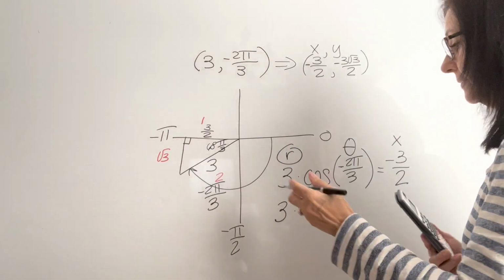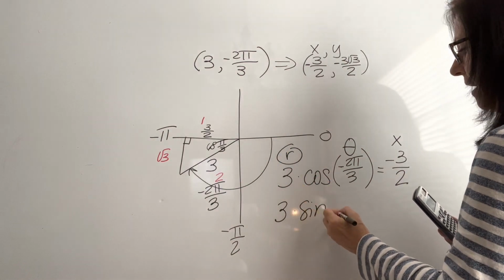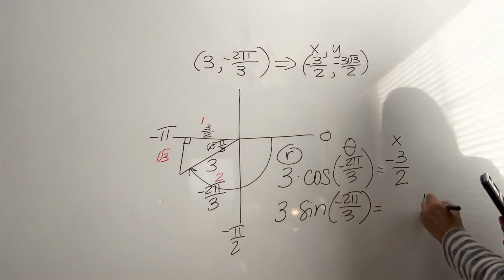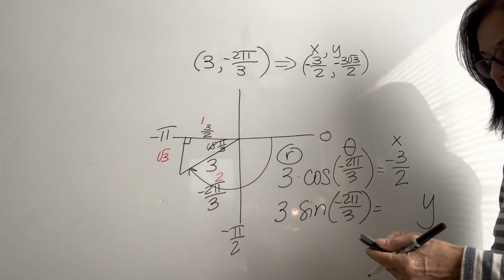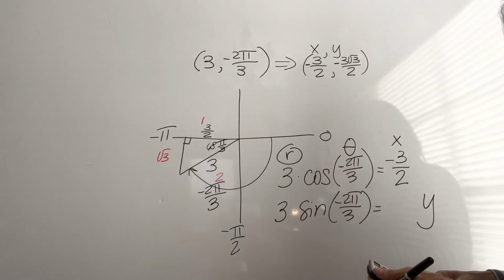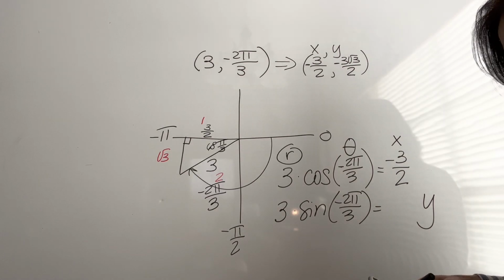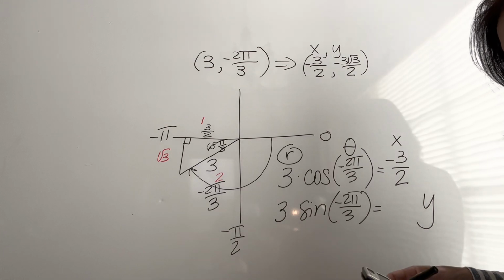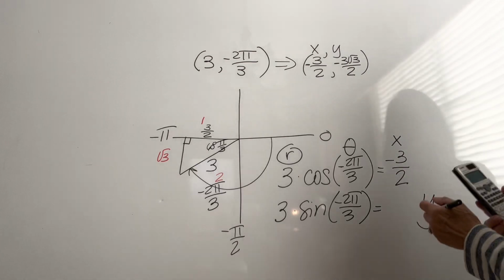The sine of negative 2 pi over 3 will give you the Y value. Remember, cosine goes with X, sine goes with Y. So if I do 3 times sine of negative 2 pi over 3, you get this value.